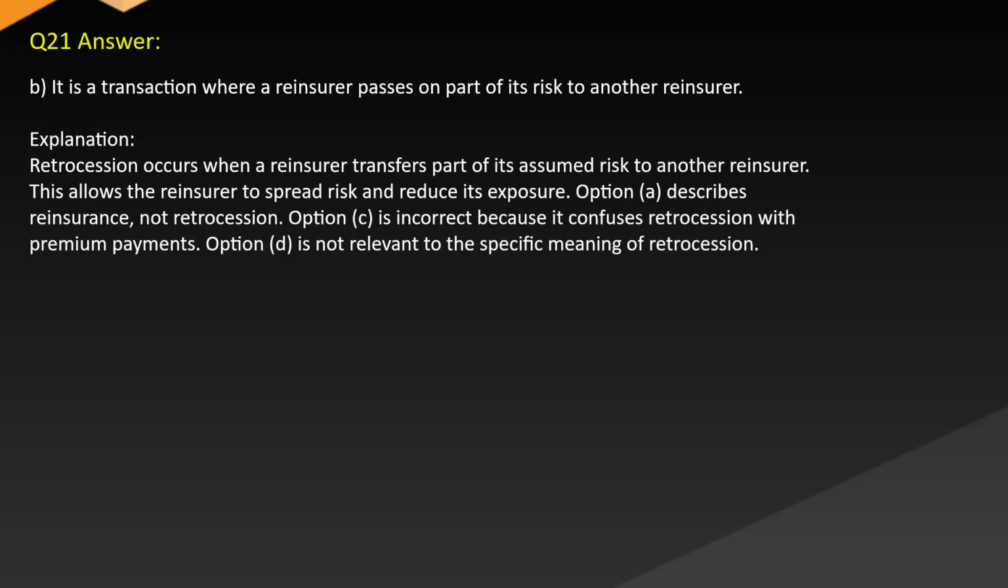Answer: B. It is a transaction where a reinsurer passes on part of its risk to another reinsurer. Explanation: retrocession occurs when a reinsurer transfers part of its assumed risk to another reinsurer. This allows the reinsurer to spread risk and reduce its exposure. Option A describes reinsurance, not retrocession. Option C is incorrect because it confuses retrocession with premium payments. Option D is not relevant to the specific meaning of retrocession.